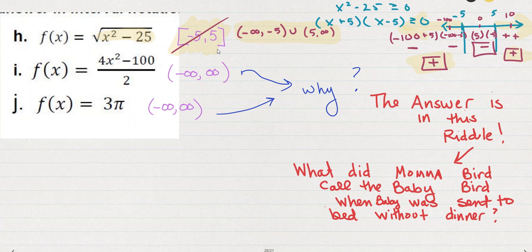Okay, the last two. I and j are both all real numbers. We're continuous everywhere. And why? That's a quick, easy one. And the answer is in this riddle.